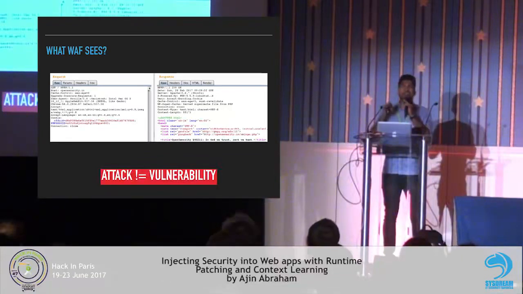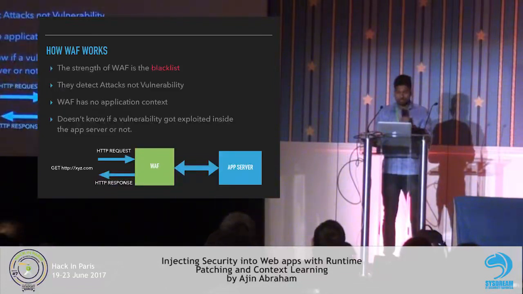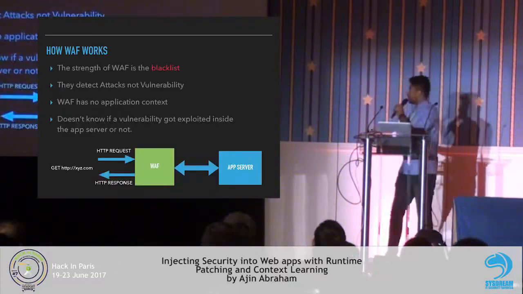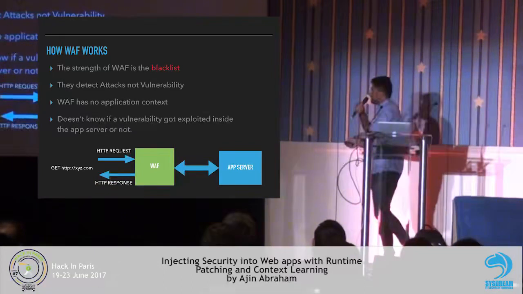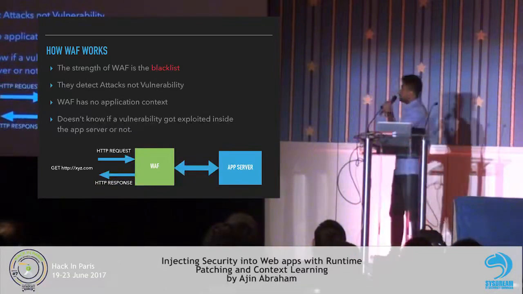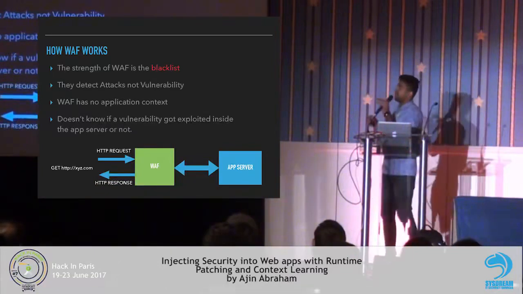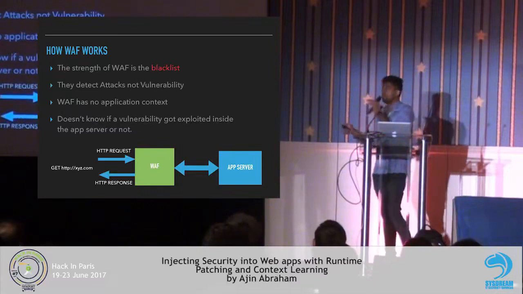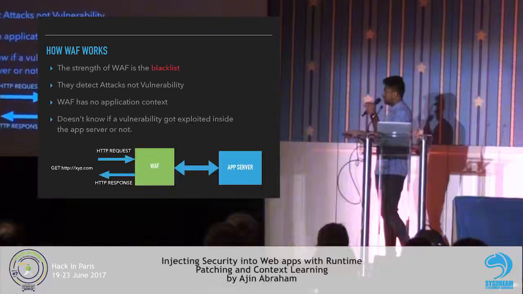So the basic idea is it detects an attack, not a vulnerability. Simple as that. And as I mentioned, the strengths are like blacklist, they detect attack, not vulnerability. They have no application context. So a WAF typically does not have any idea of what is happening inside your application. The only thing it does is sit as a proxy between the request coming from the client and the one that goes to the app server.